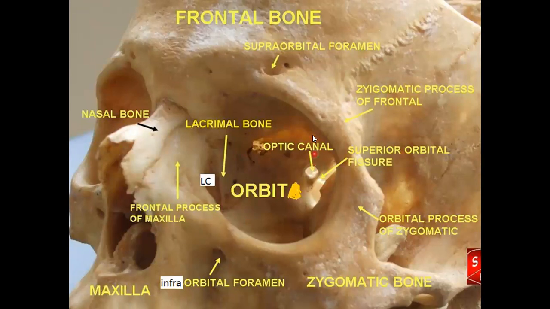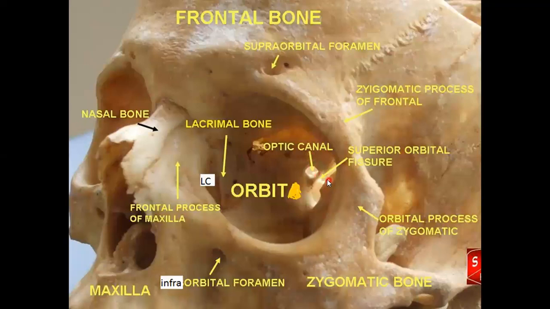Now, these are some important foramina and fissures. There is the supraorbital foramen, which is just above the orbit. Then there is the infraorbital foramen, which is just below the orbit. Then there is the fissure, which is the superior orbital fissure. And here comes the inferior orbital fissure.